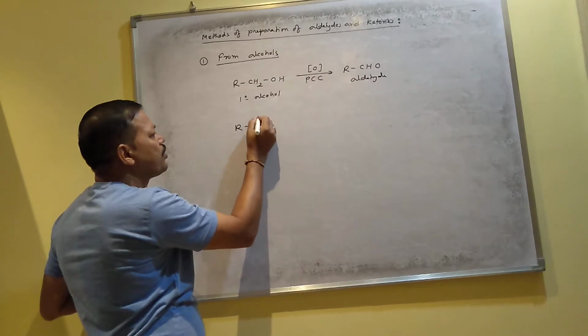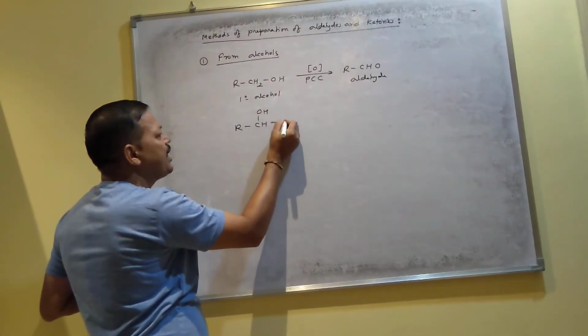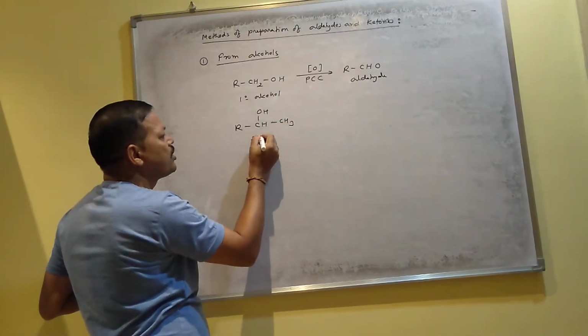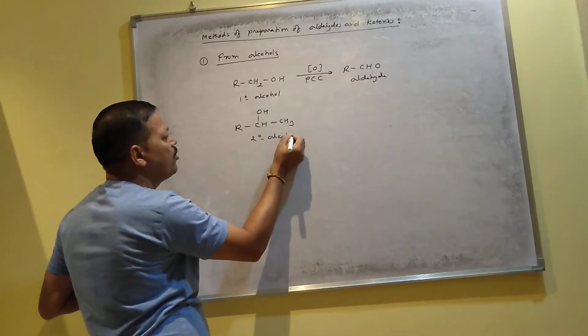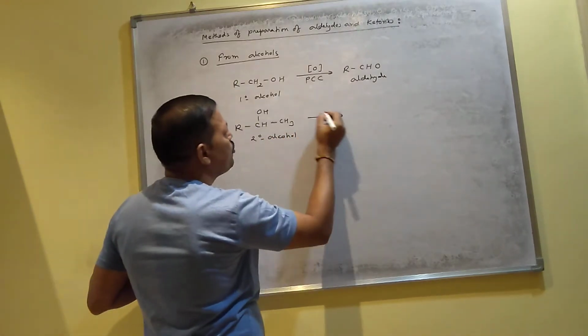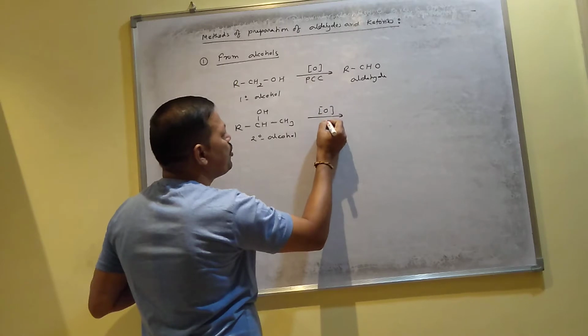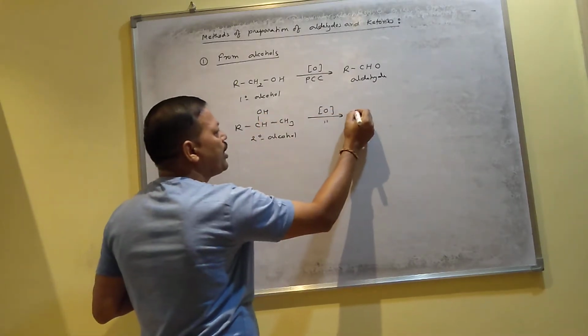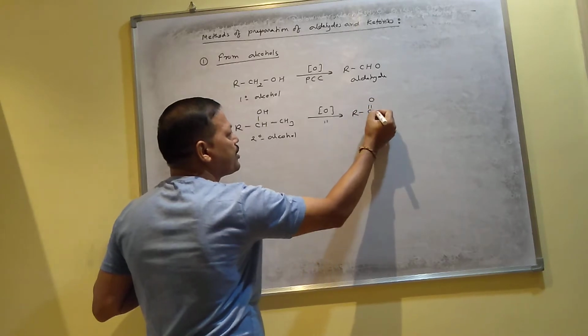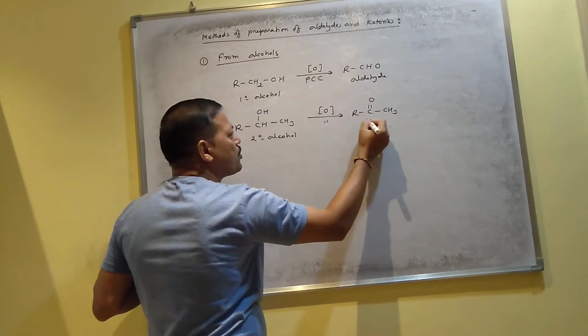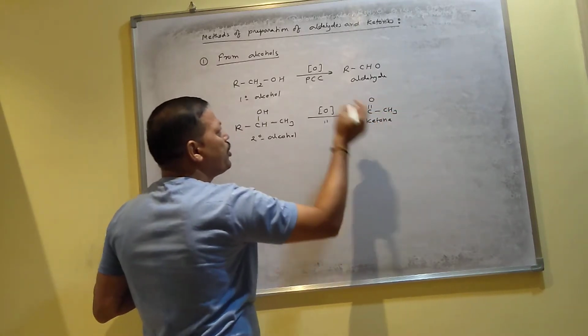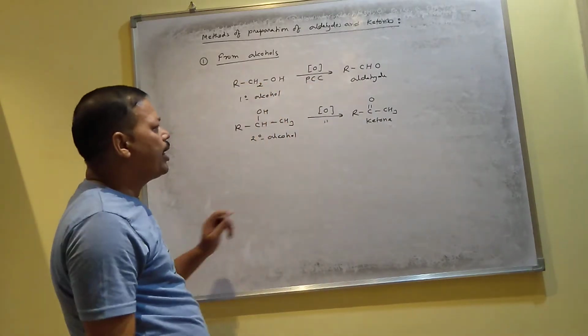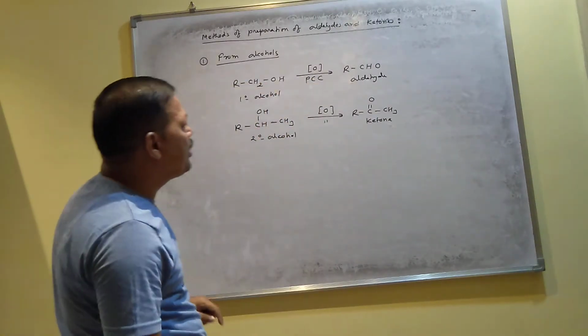Similarly, if your alcohol is secondary, like this example of a secondary alcohol, if you do oxidation by applying a weak oxidizing agent, then this hydrogen and this hydrogen will be removed and you will get the ketone like this. So you will get aldehyde when you oxidize primary alcohol, and if you oxidize secondary alcohol, then you will get ketone.